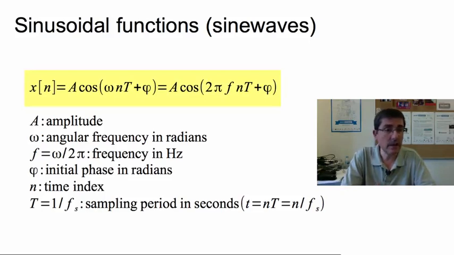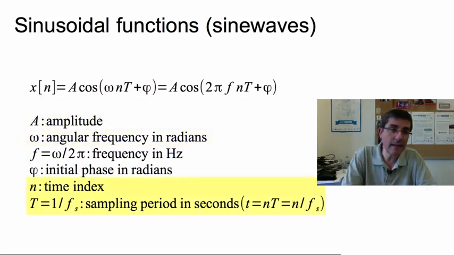x[n], which is our function, is equal to capital A times the cosine of omega nT plus phi. Where A is the amplitude of the sine wave, omega is the angular frequency, so it's expressed in radians, and then nT is basically our time. n is our time index, and capital T is our sampling period. So when we multiply n by capital T, we obtain the t in seconds. And then phi is the initial phase, also expressed in radians.